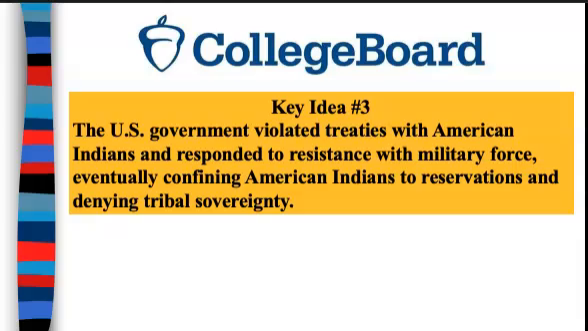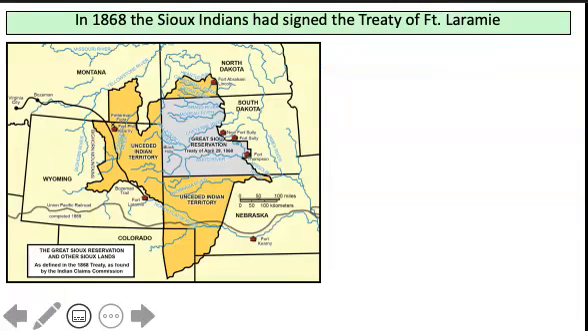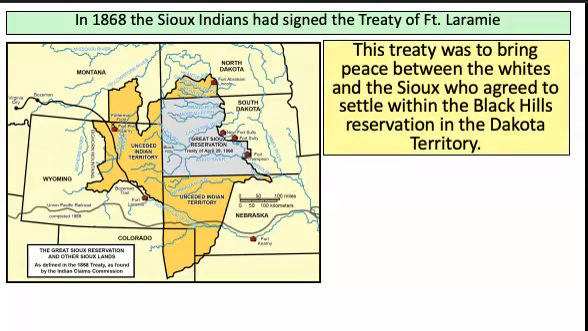The U.S. government violated treaties with American Indians and responded to resistance with military force, eventually confining American Indians to reservations and denying tribal sovereignty. Now, in 1851 and then reaffirmed in 1868, the Sioux Indians had signed what was called the Treaty of Fort Laramie. This treaty was designed to bring peace between whites and the Sioux Indians, who agreed to settle within the Black Hills Reservation in the Dakota Territory, which you can see on the map on the left-hand side.